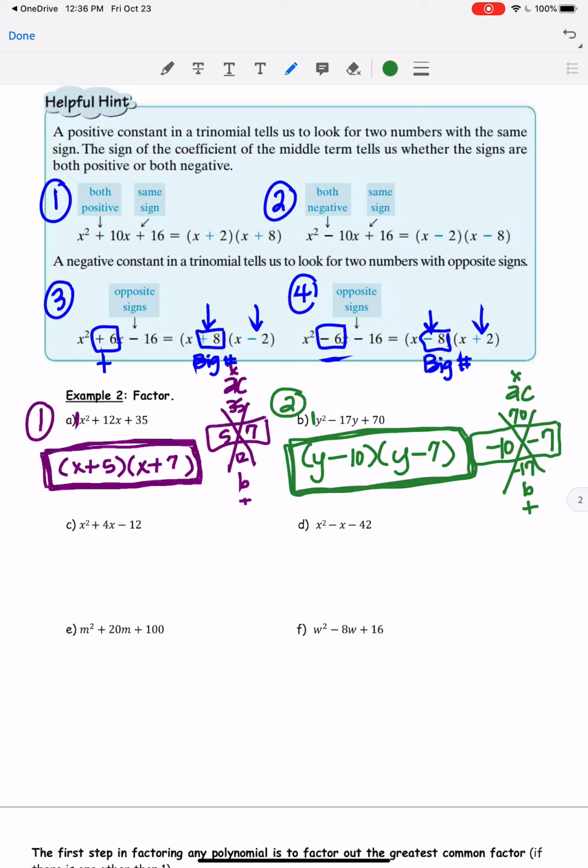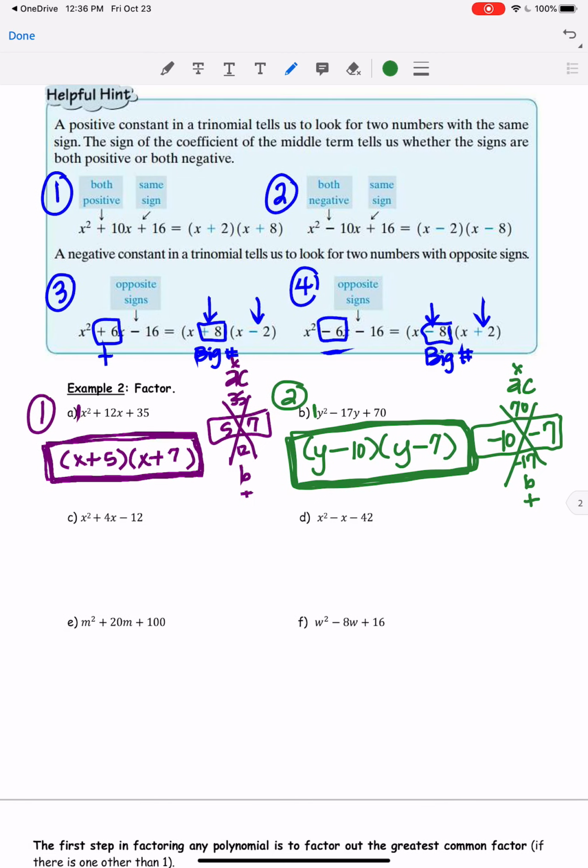And just so you are aware, on my MyMathLab, you've got to pay attention to those variables. If you accidentally put this as x minus 10 and x minus 7, you're going to get it wrong. So if they have y variables or different variables, you have to use different variables than x.